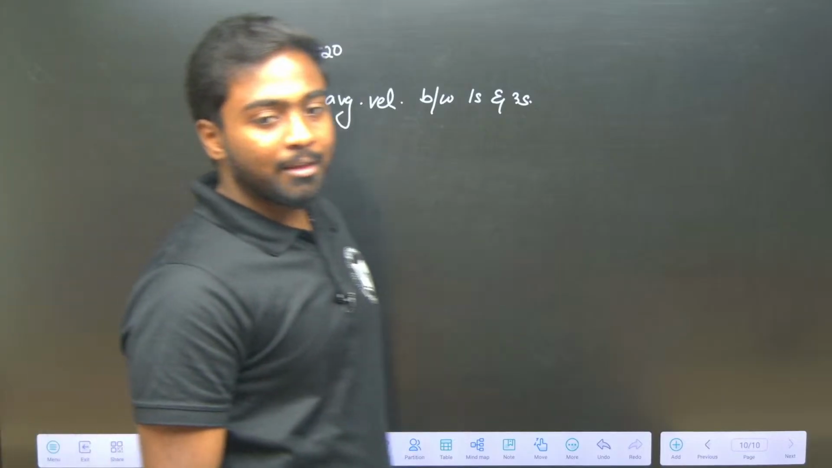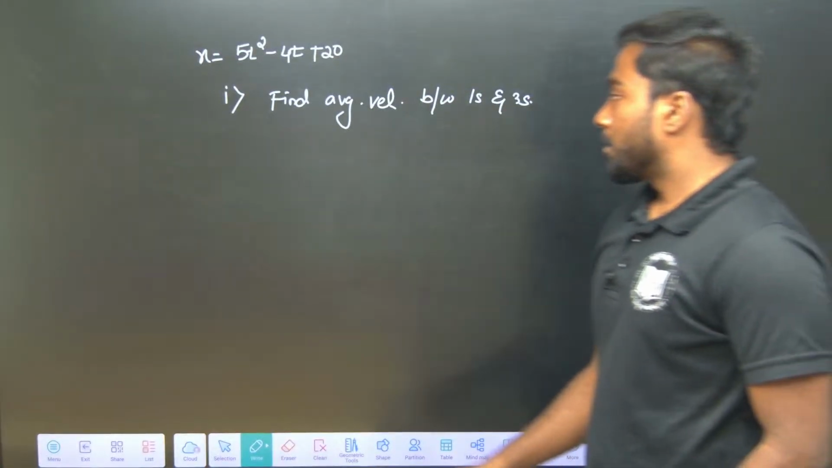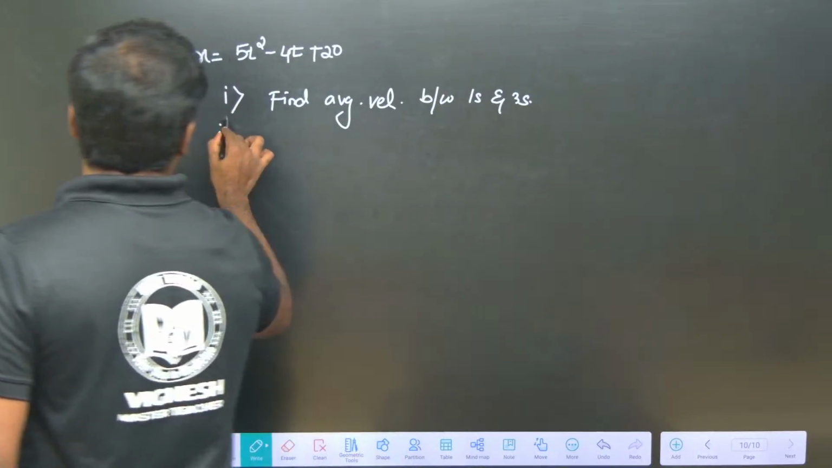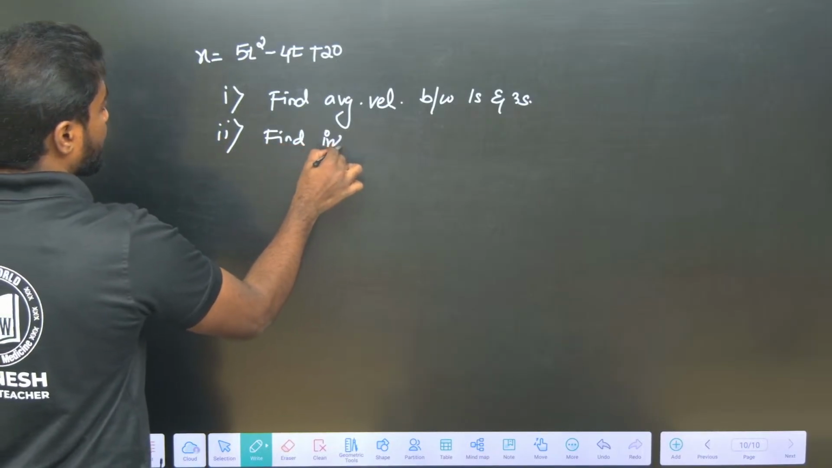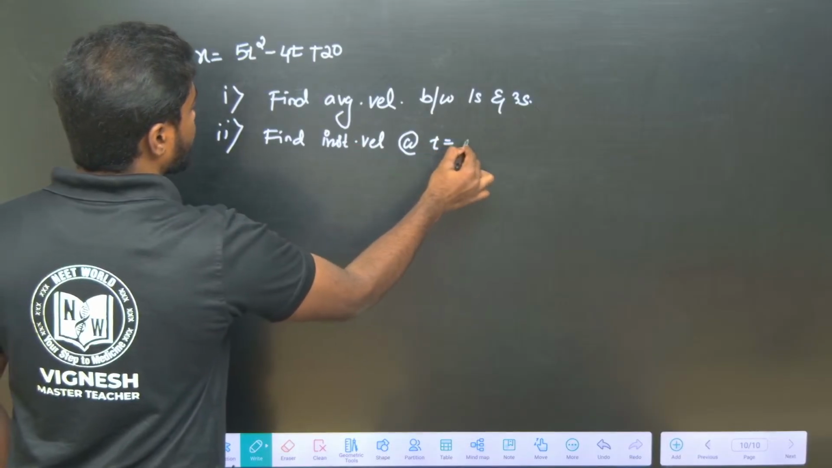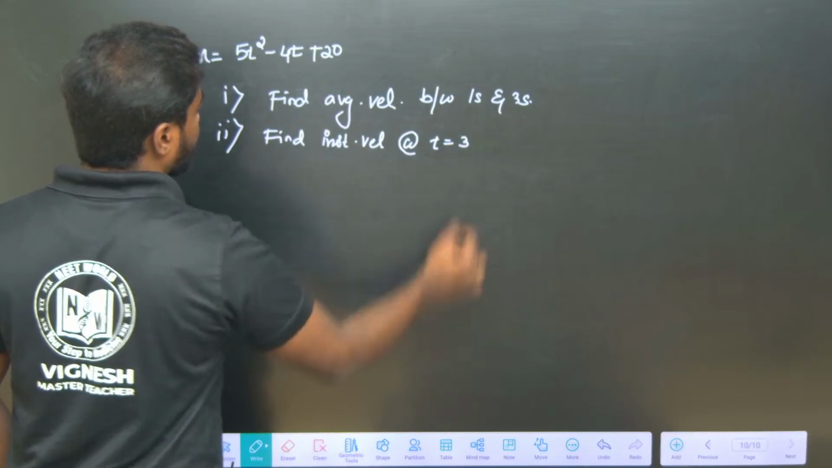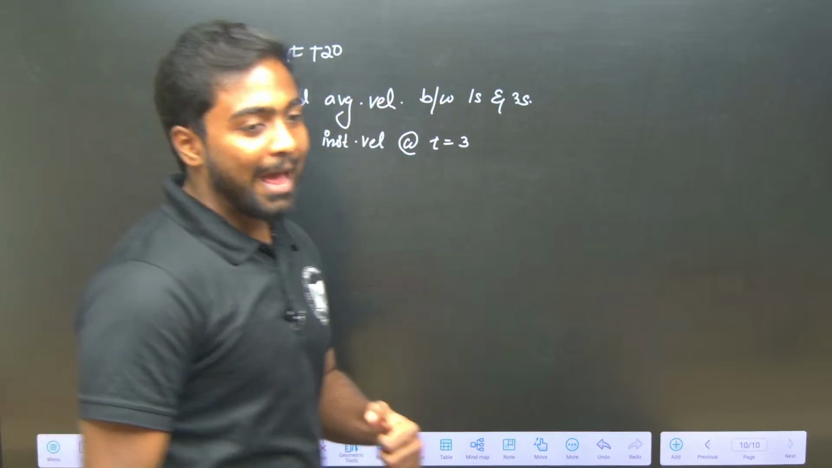Instantaneous means I can differentiate the given equation and substitute the time there, that's it. I will give that also. So the second question: find the instantaneous velocity at t equals 3 seconds. These are the two types of questions they might ask.